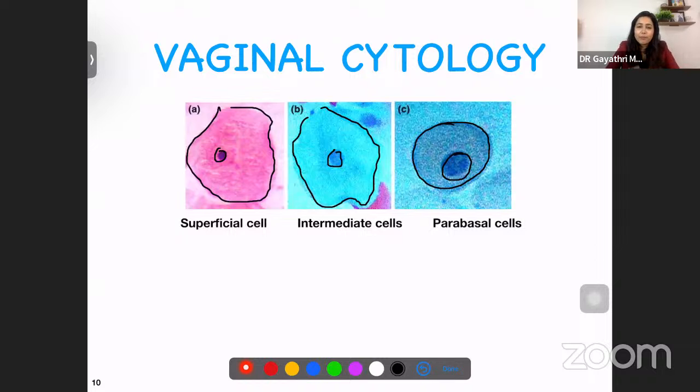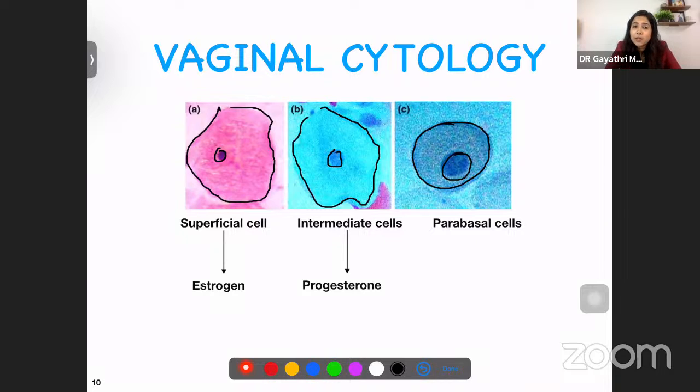Now let's go a bit forward and discuss the hormones, and the main type of cell which is going to be present depending on the hormonal influence. If estrogen is the predominant hormone, the cells are going to be superficial type of cells. If progesterone is the predominant hormone, the main cells are going to be intermediate type of cells. If there is no hormonal influence, the cells are going to be parabasal cells.